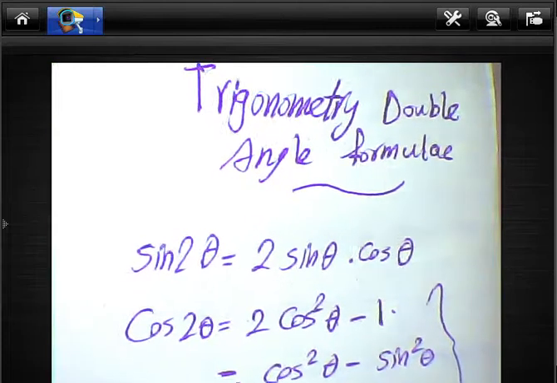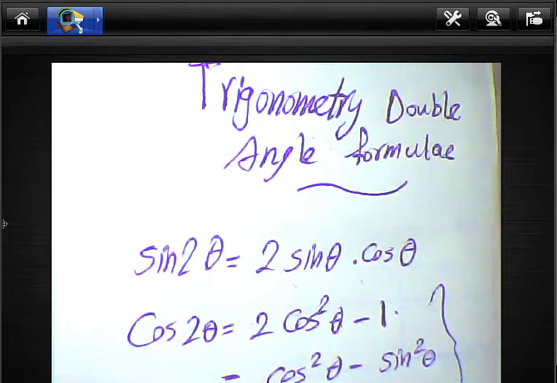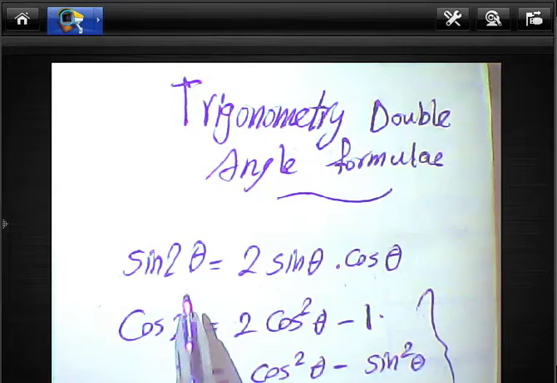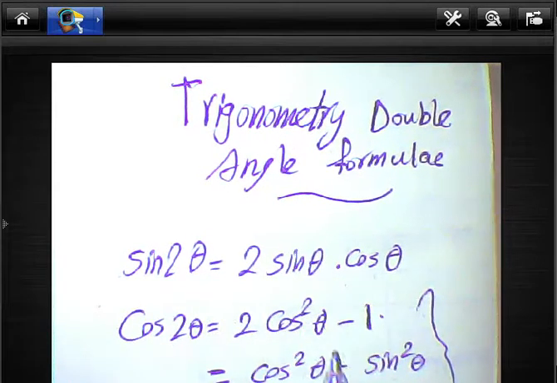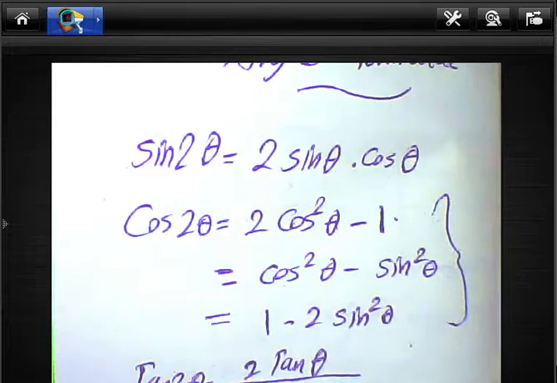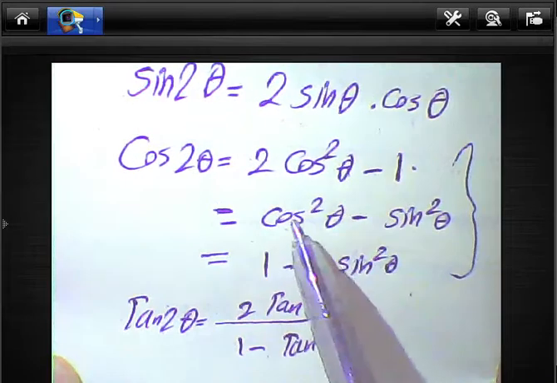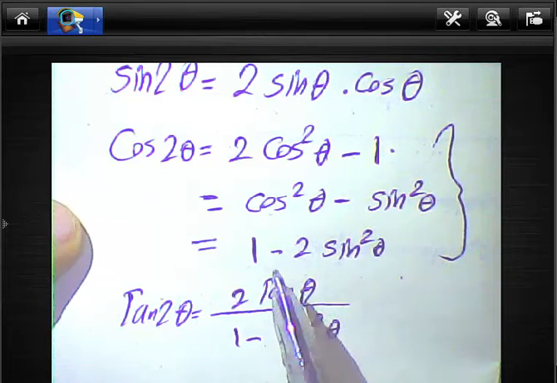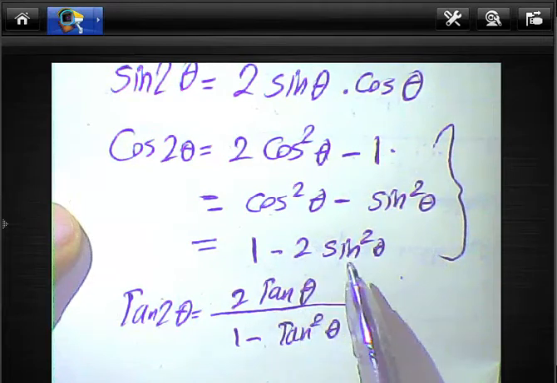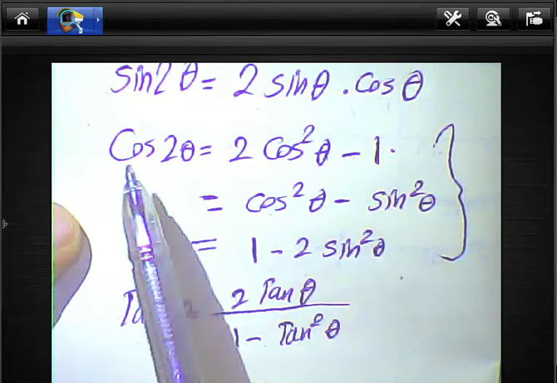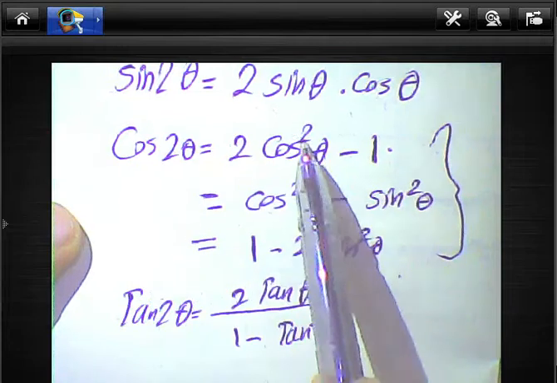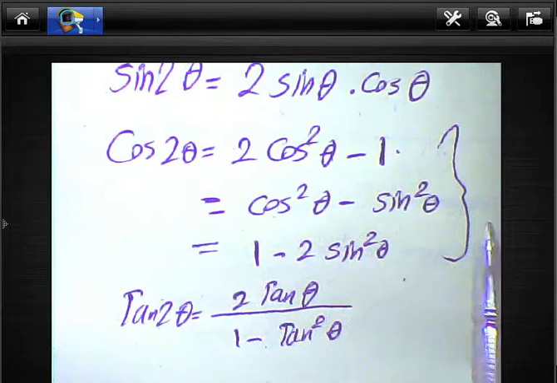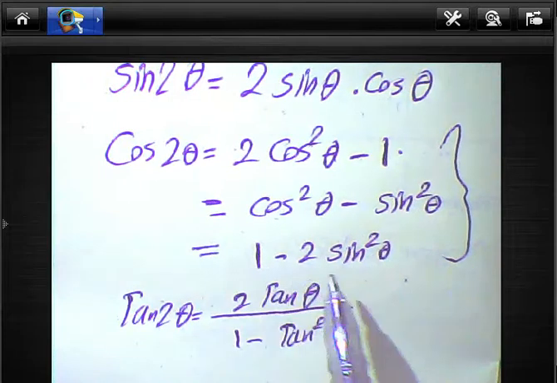I am Mr. Wissam. Today we are going to talk about an important math concept called the trigonometry double angle formula, such that sine 2 theta equals 2 sine theta cosine theta, and cosine 2 theta equals cosine power 2 theta subtract sine power 2 theta, which equals 2 cosine power 2 theta subtract 1, or 1 subtract 2 sine power 2 theta. We have three rules for cosine 2 theta: 2 cosine power 2 theta subtract 1, or cosine power 2 theta subtract sine power 2 theta, or 1 subtract 2 sine power 2 theta.